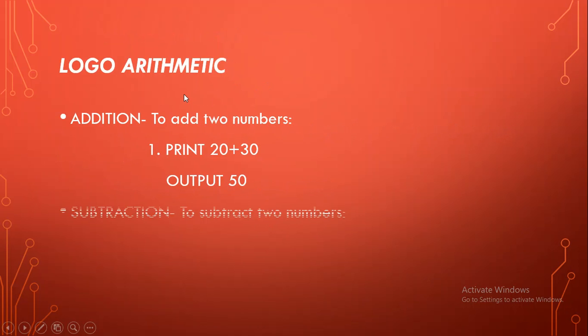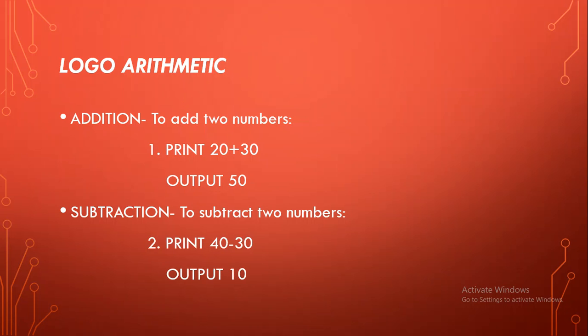Now Logo arithmetic. Arithmetic means addition, subtraction, multiplication and division. So now how do we perform arithmetic in Logo? These are the ways. The first one is addition. This is used to add 2 numbers, just like this. You have to write print 20 plus 30. The output 50 will be displayed on the Logo screen.